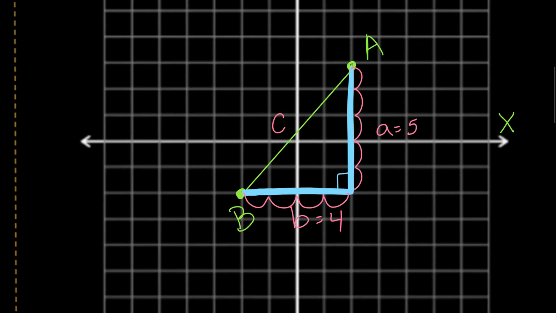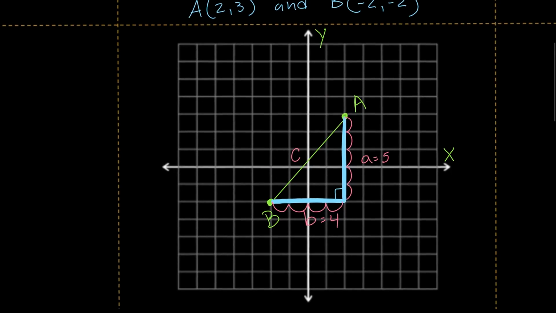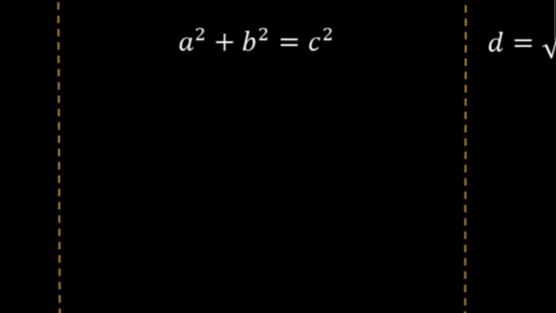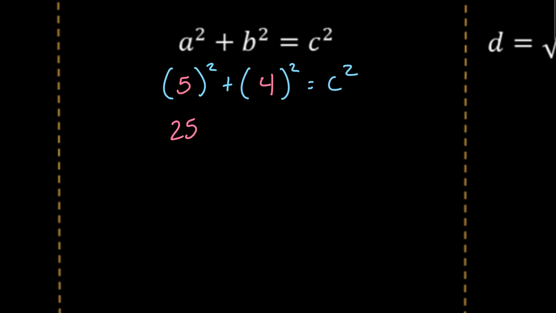What do I do with those two values? I put them into our equation for which variables? A and B. Do I replace C with anything? No, that's what we're trying to find the value of. So A was 5 and B was 4. What is 5 squared? And what is 4 squared? And C squared is? Yeah, it remains C squared.